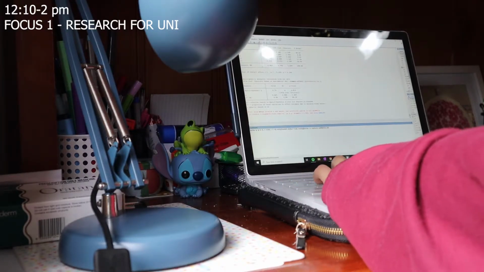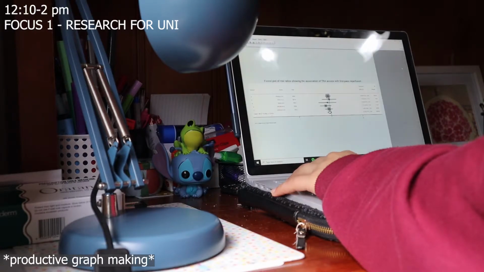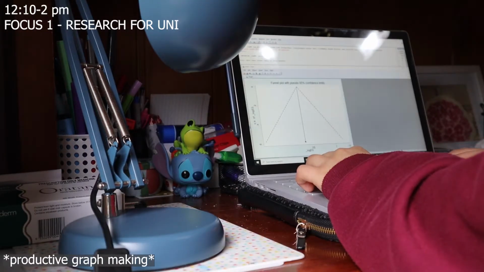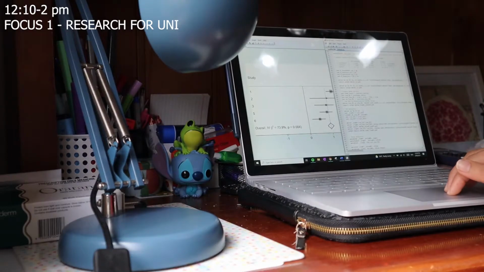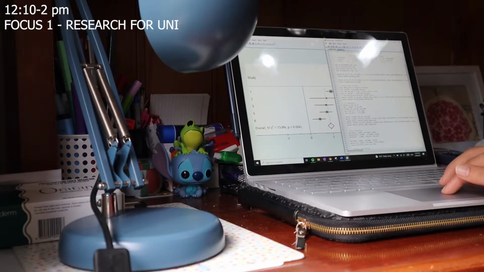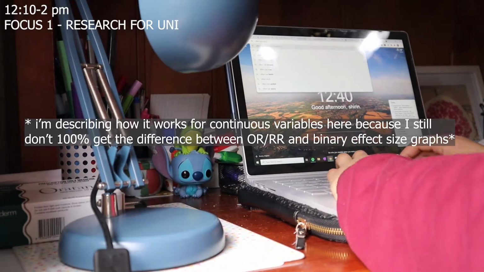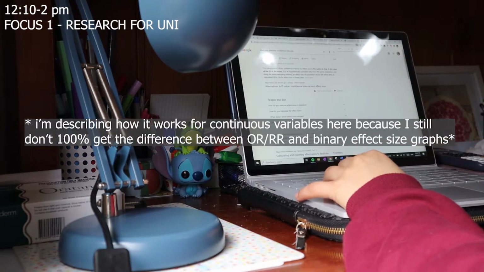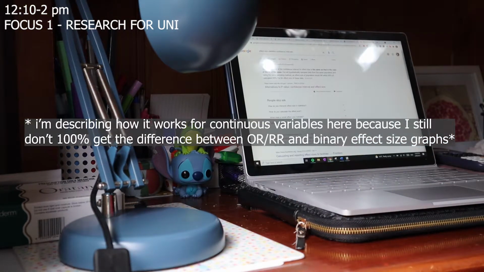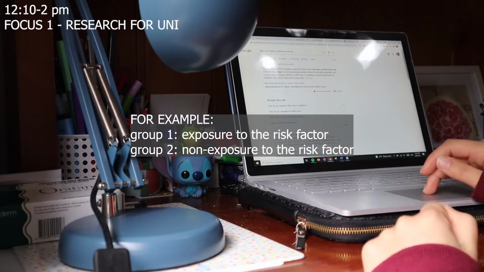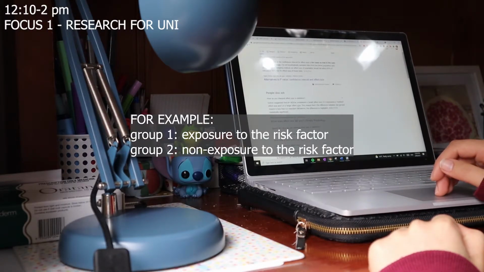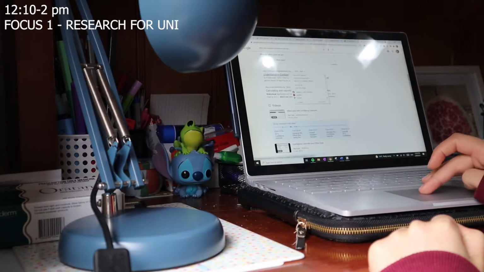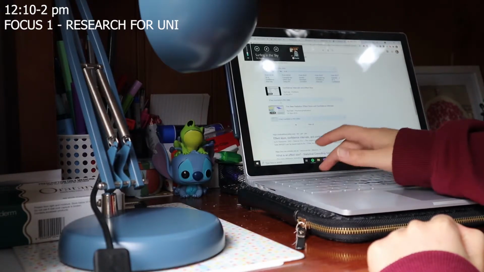Let's get going. As I was doing the effect size graphs, I started to realize that I had no idea what I was looking for, and I really didn't understand what effect size was supposed to be. From what I discovered, effect size is used to differentiate between our two groups and basically look at them and say, okay, are they different? If they are different, how big is the difference? And are these differences significant?